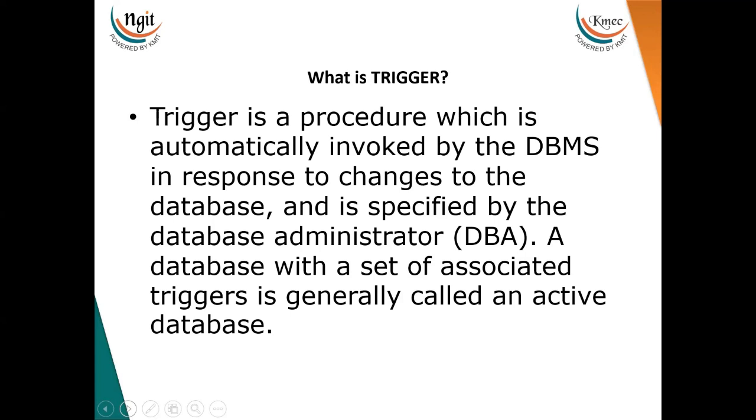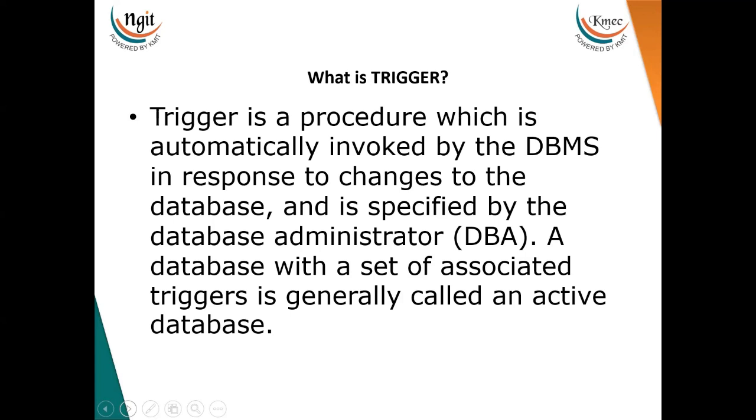Coming to active database, a database with a set of associated triggers is generally called an active database. In the sense, the term active signifies that the database management system is going to react automatically to changes in the data or predefined events. Here, we can consider triggers as the primary mechanism to make the database active. So collectively, we can say an active database is a database with a set of associated triggers.